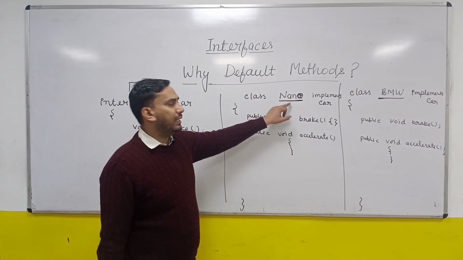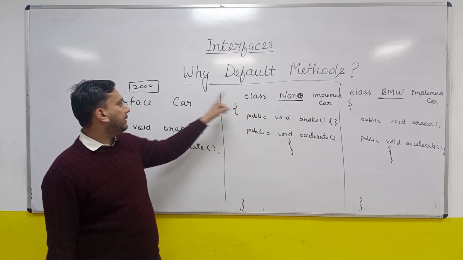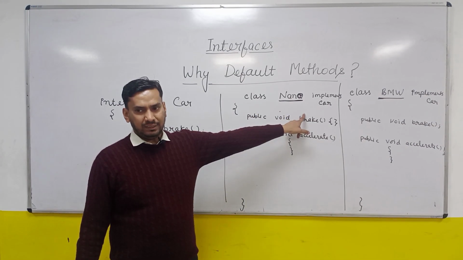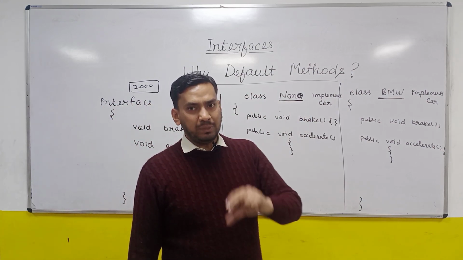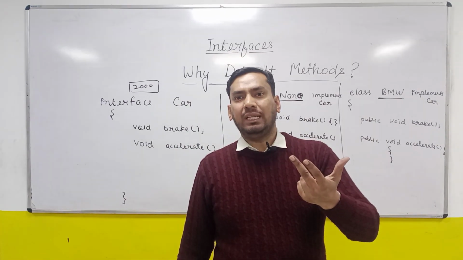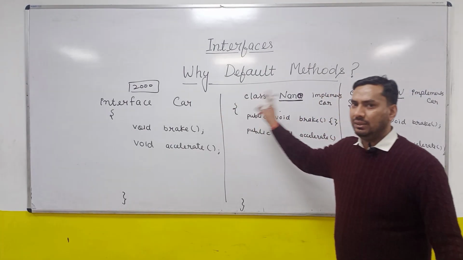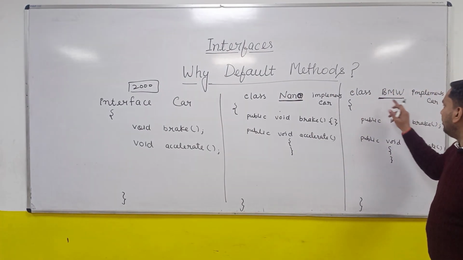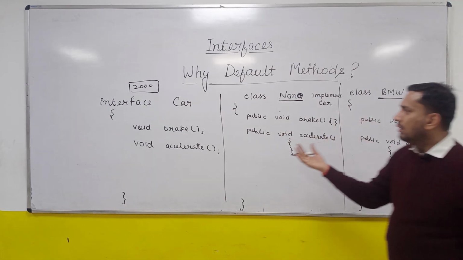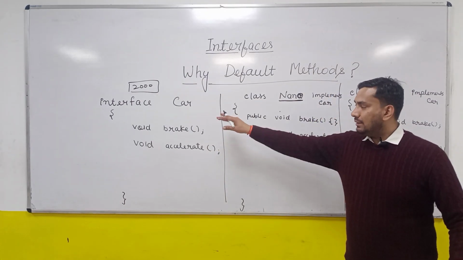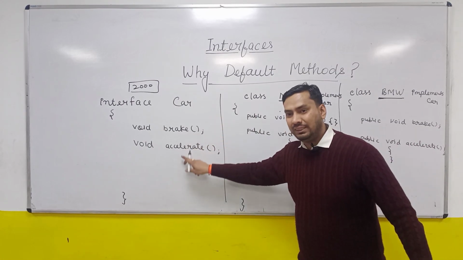We wanted to create Nano. Nano is a car, so it has to inherit the Car interface. Whenever you inherit, inheritance gives you the is-a relationship. A subclass is a specialized version of the parent class. Same with BMW: BMW is a car, that's why it is inheriting the Car interface. And when it is inheriting, Car is saying, if you want to become a car, you have to provide these features.